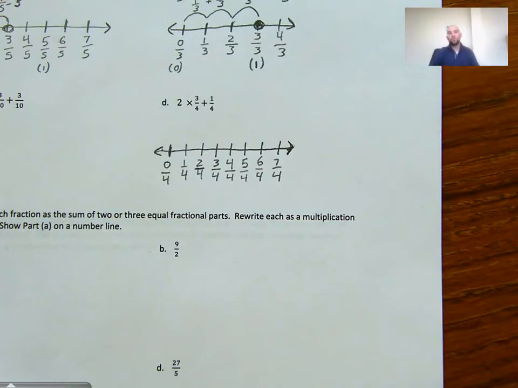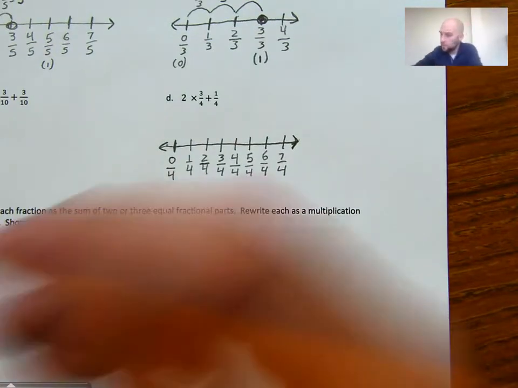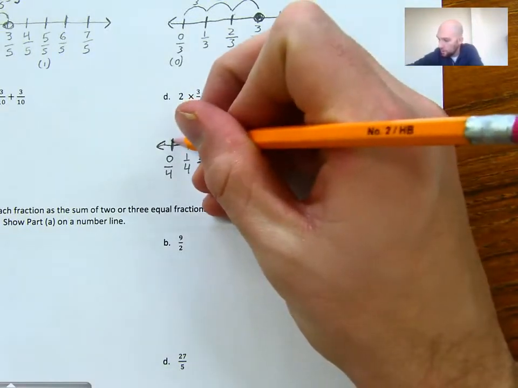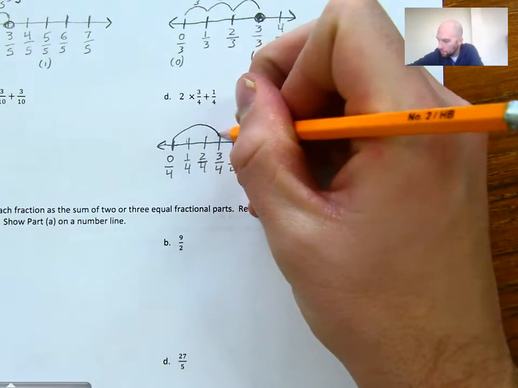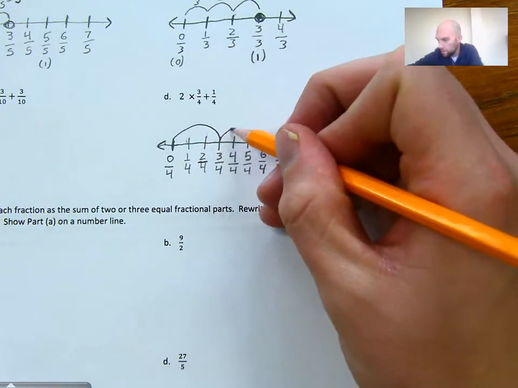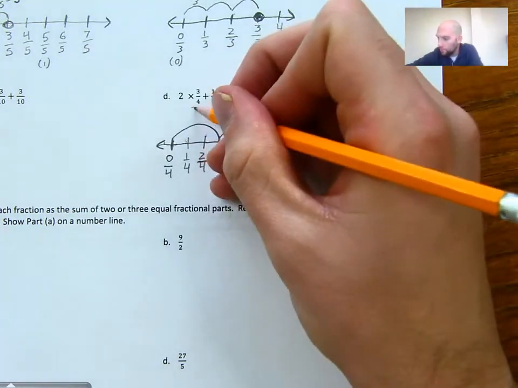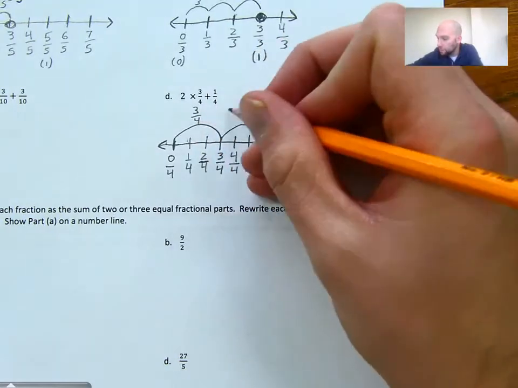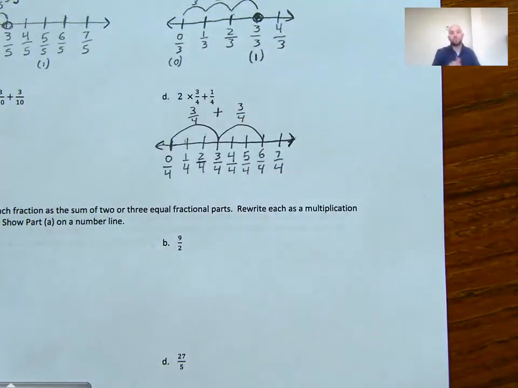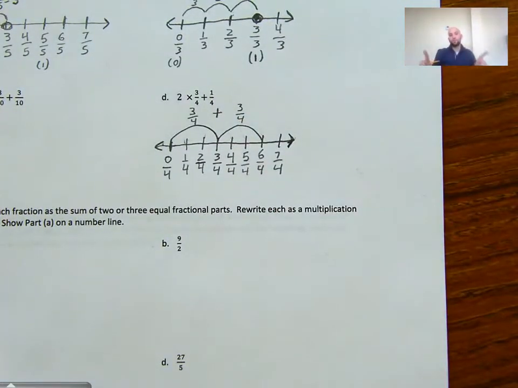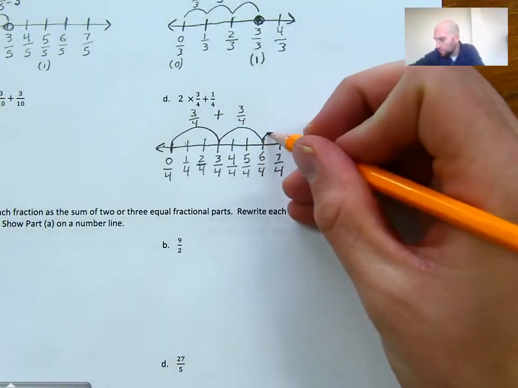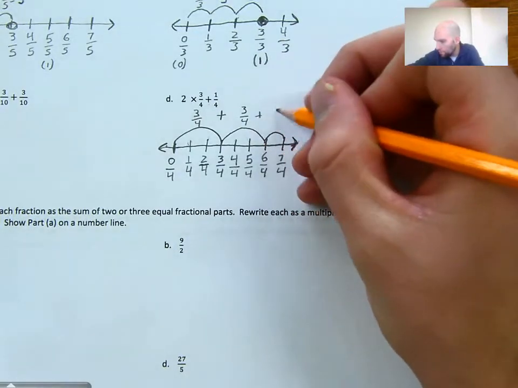So if I have 2 times 3/4, I have 1, 2, 3 to 3/4. Then I have to go 1, 2, 3. So I've gone 3/4 2 times. 2 times 3/4 is the same as 3/4 plus 3/4. Two groups of 3/4. And then we need to add one more fourth. So I'm going to add one more fourth, plus 1/4.